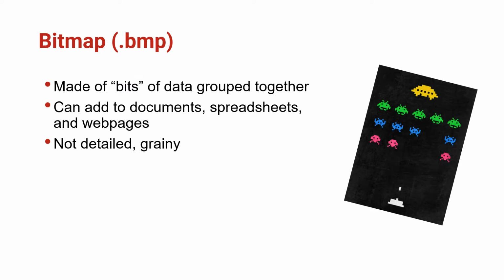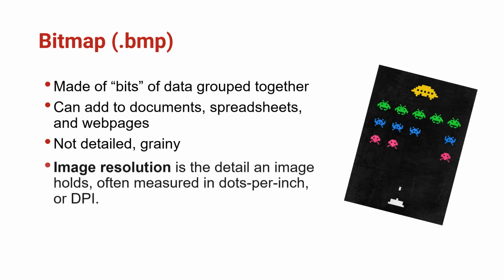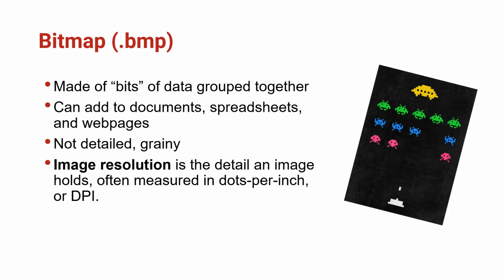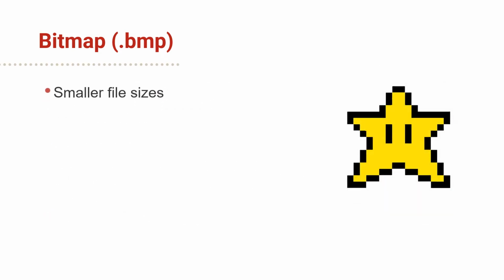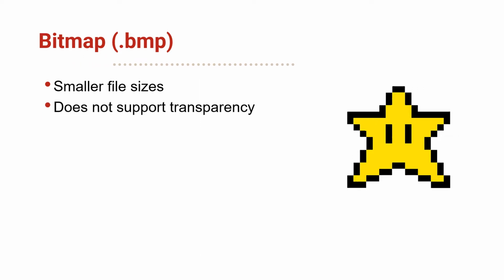What makes them look grainy or pixelated is their low resolution. Image resolution is the detail an image holds, and it's often measured in dots per inch or DPI. More dots per inch means a higher resolution, which means more image detail. Bitmaps have very low numbers of dots per inch. Low resolution translates to smaller file sizes. Bitmap graphics do not take up much storage space, but bitmaps also do not support transparency. This means that you cannot have a clear background on a bitmap image.